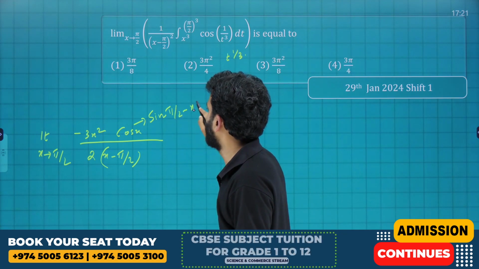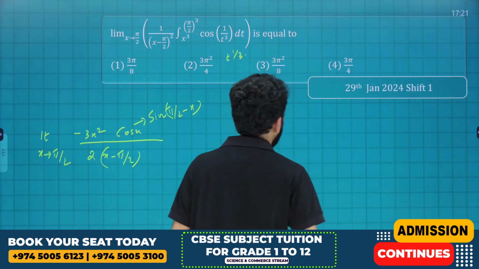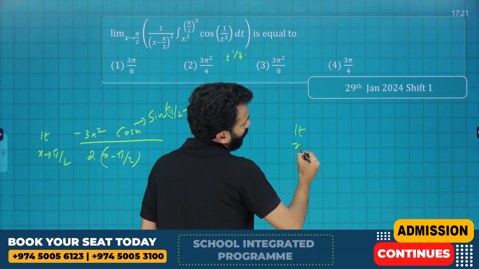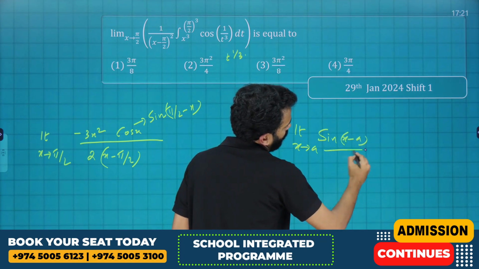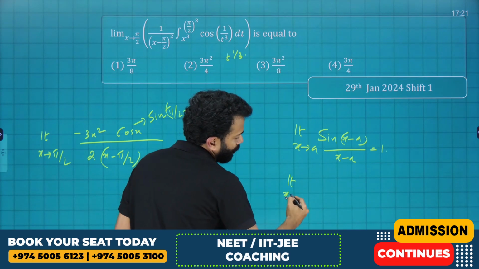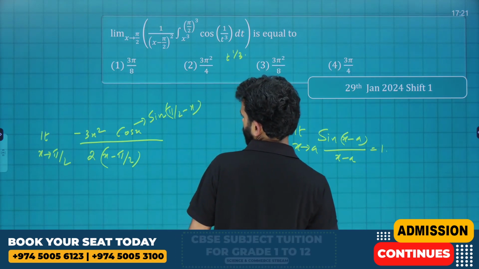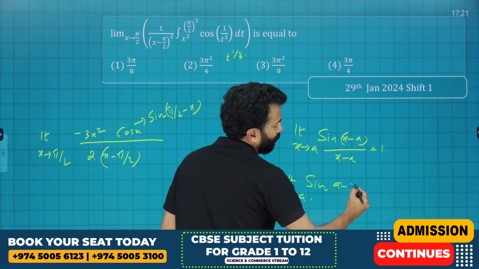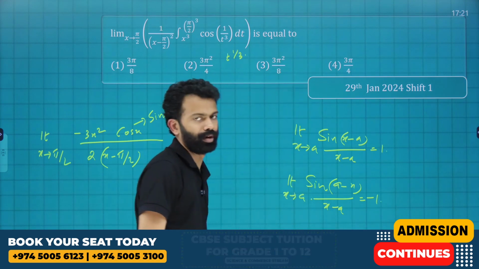Sin pi by 2 minus x. So what is the value of this one? So I am going to discuss it over here. Limit x tends to a, sin x minus a divided by x minus a is equal to 1. And interestingly, limit x tends to a, sin a minus x divided by x minus a is equal to minus 1.